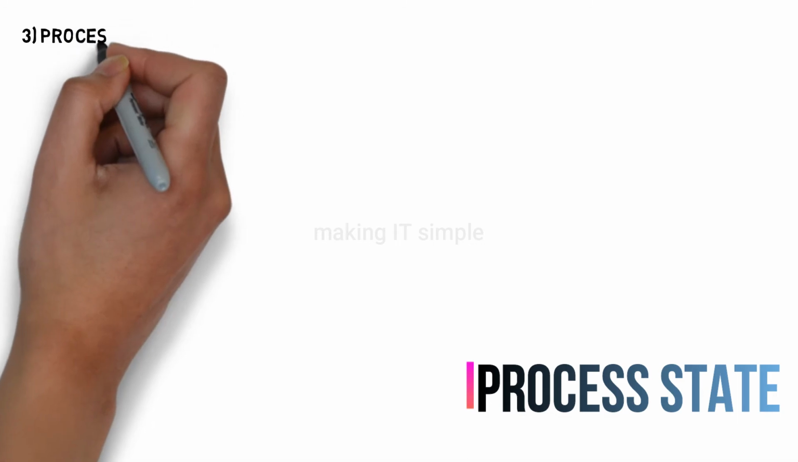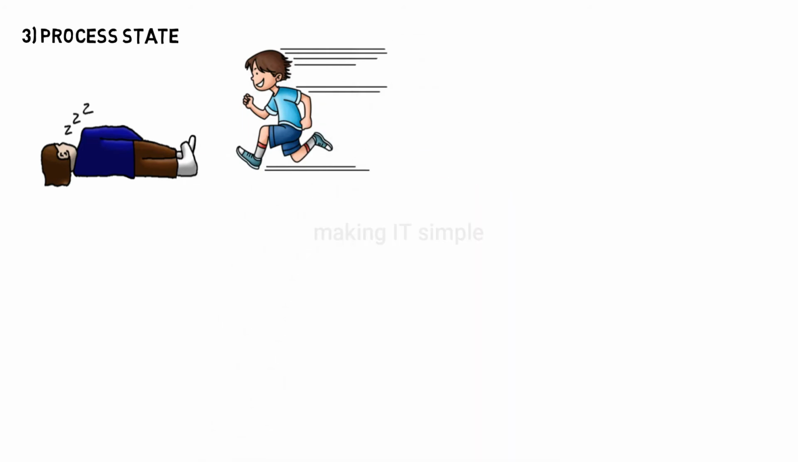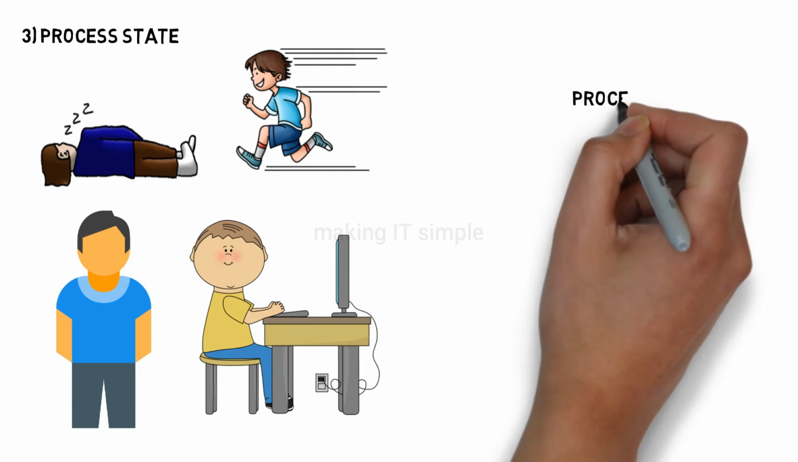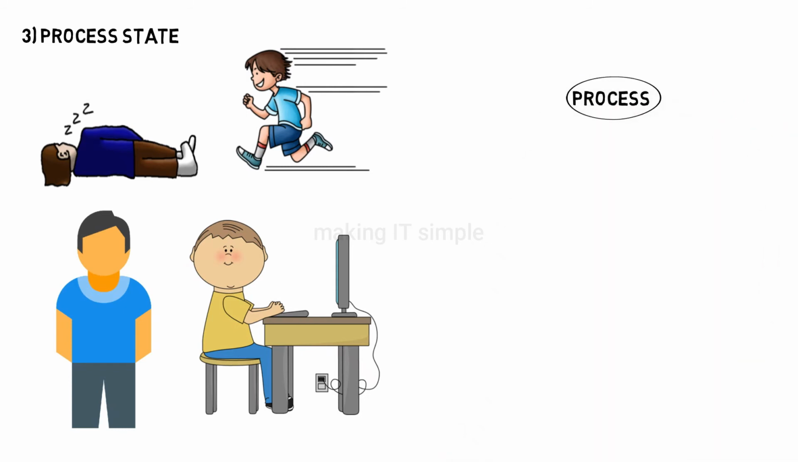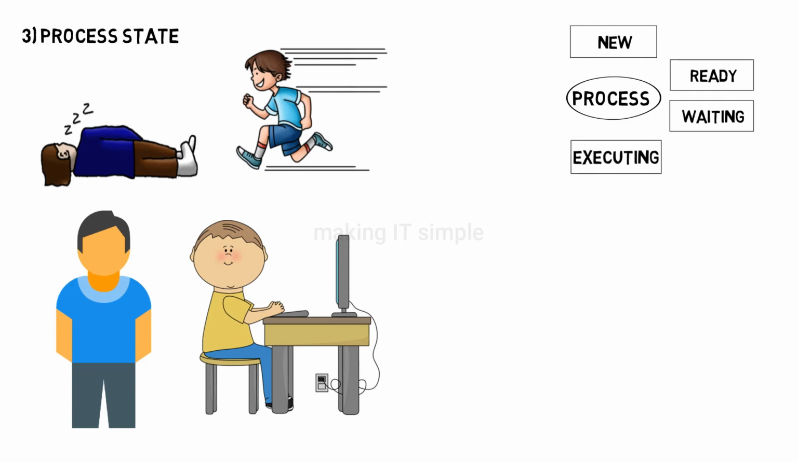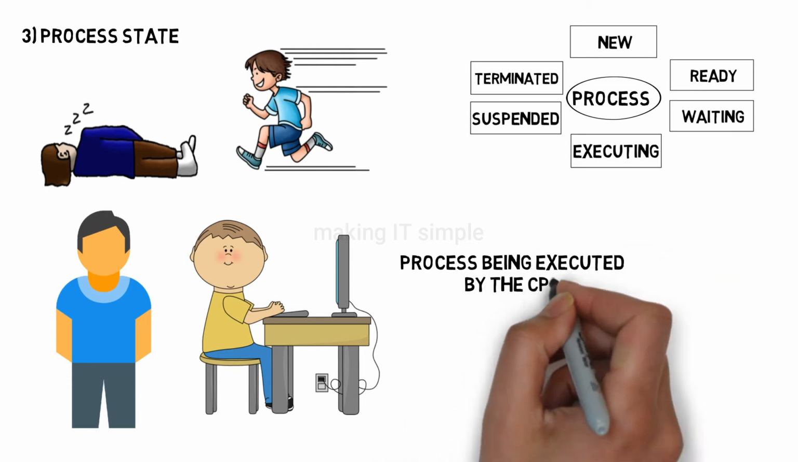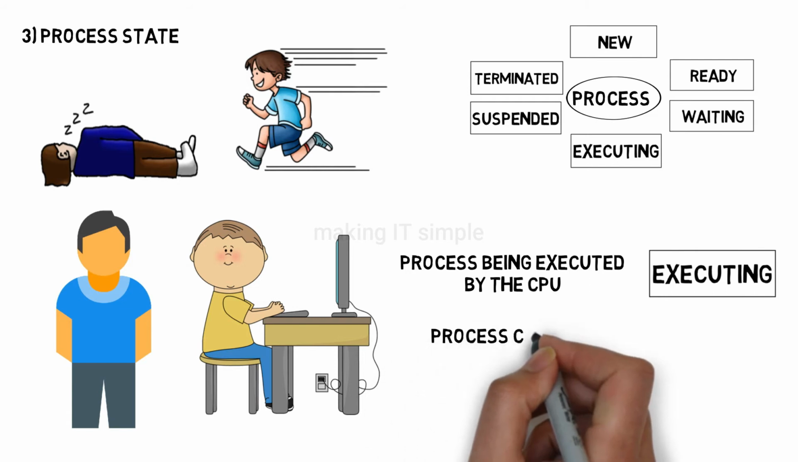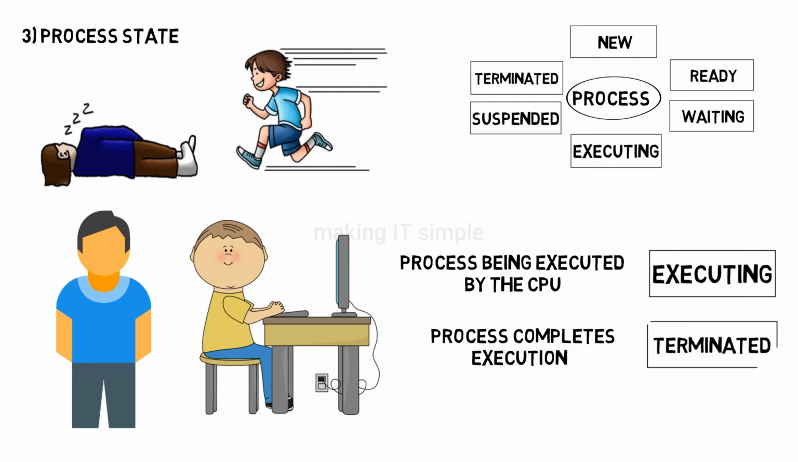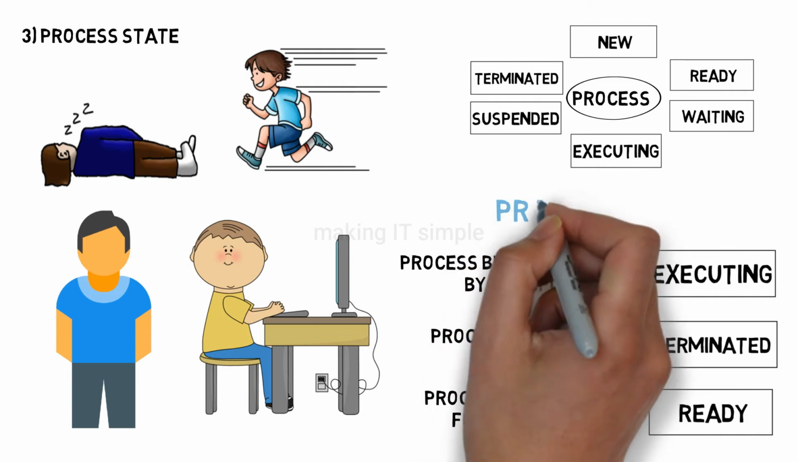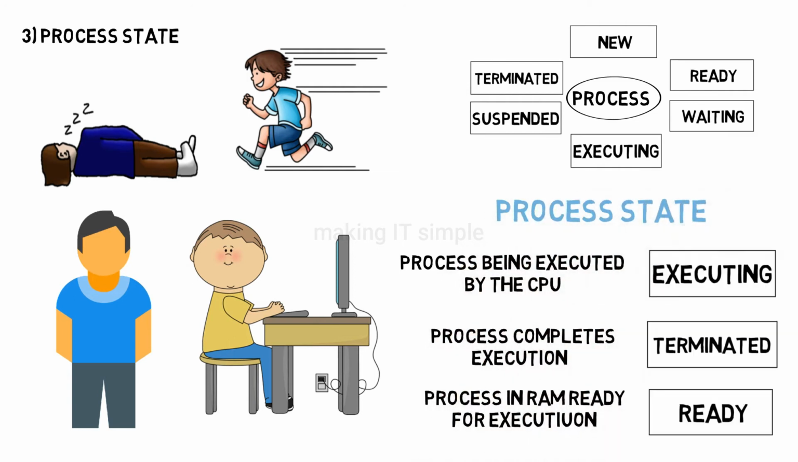Next is process state. A process can be in many states. Like for example, if we consider a boy, he can be sleeping, or running, or standing, or sitting; it defines what the boy is doing at that moment. Similarly, a process has different states. A process can be in new, ready, waiting, executing, blocked, suspended or terminated state. Like when the process is being executed by the CPU, it will be in executing state, or when the process gets completely executed, it will be in terminated state, or when the process is in the main memory ready for execution, it will be in ready state. So which state the process is currently in is stored in process state. We will see process states in detail in an upcoming video in this series.